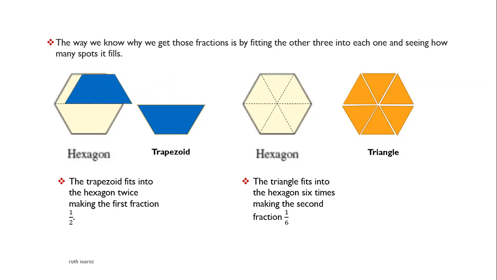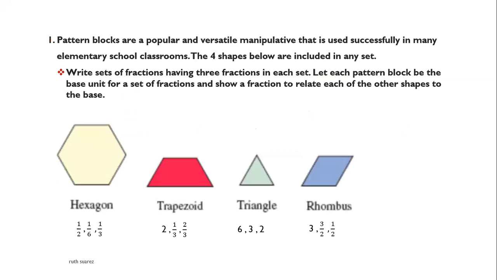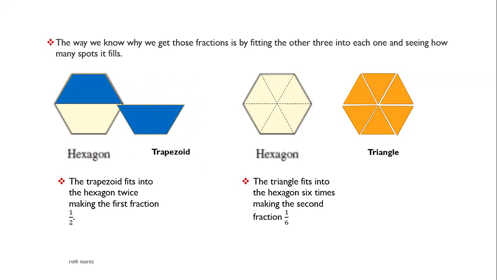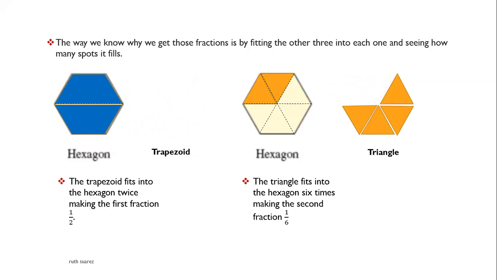So the very first one is the trapezoid, and we see that it is a whole, 2-whole trapezoid. So therefore, what did we say about this? It is 1/2. Since this one gives us 2 into 1, the trapezoid fits into the hexagon twice, making the first fraction a half. So the next one, the triangle, fits into the hexagon 6 times, making the second fraction 1/6. As you can see, all of these are triangles. It's pretty cool watching them fit into the hexagon 6 times. So therefore, it's 1/6.